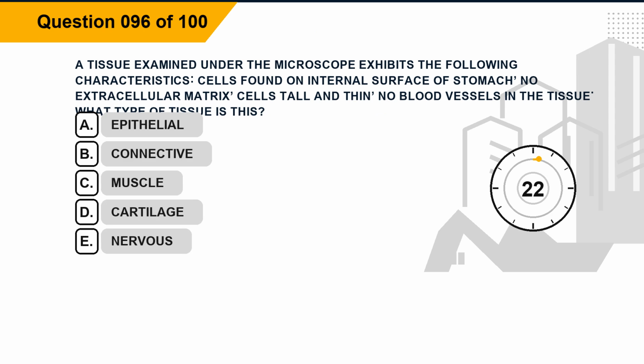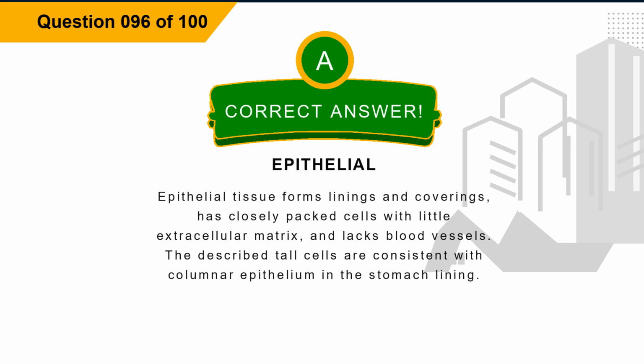Question 96. A tissue examined under the microscope exhibits the following characteristics: cells found on the internal surface of the stomach, no extracellular matrix, cells tall and thin, no blood vessels in the tissue. What type of tissue is this? Option A, epithelial. Option B, connective. Option C, muscle. Option D, cartilage. Option E, nervous. The correct answer is option A, epithelial.